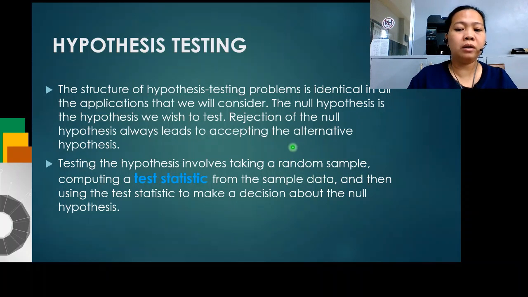So a random sample, for example, instead of testing all the students in ES13, we will only get a sample of 10 students per section. So, dili na ang entire population. And computing the test statistics from the sample data, and then using the test statistics to make a decision about the null hypothesis. So, our test statistic is the mean of the population in our example earlier. So, dili lang mean, di ba? Napay standard deviation, napay variance, napay proportion, and other test statistics involved.